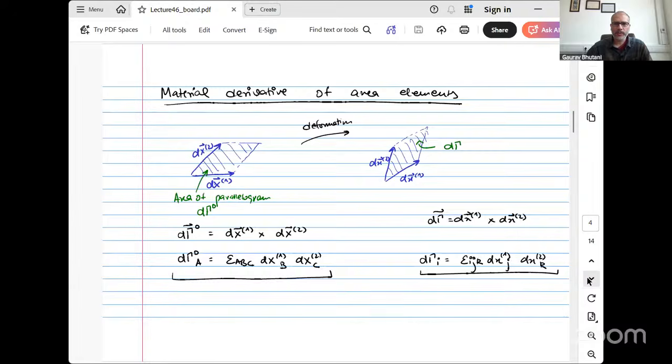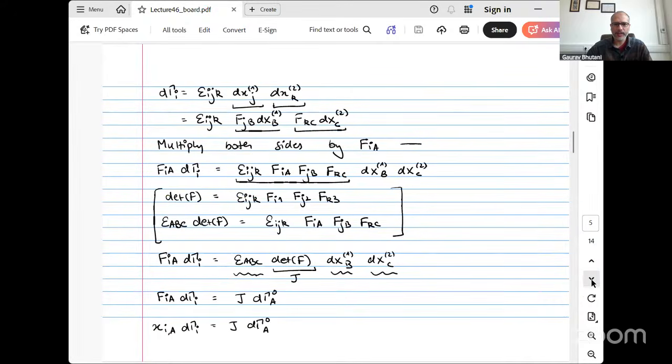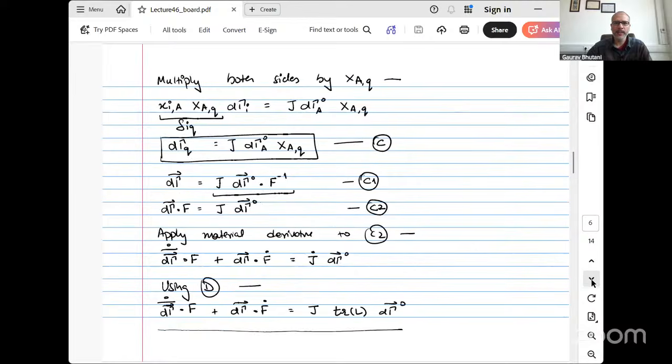Then what was new was the material derivative of area elements. For that, we first wrote how to express the area element. Now the same d capital X1 and d capital X2 deform to d small x1 and d small x2, forming an area d gamma, which was d gamma not earlier. So we first try to express d gamma in terms of d gamma not, and that is expressed in terms of the Jacobian, that is the determinant of the deformation gradient tensor F. That's a very important quantity.